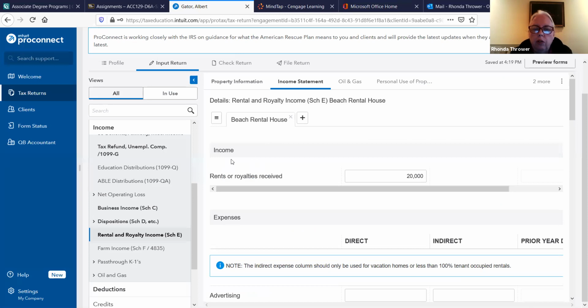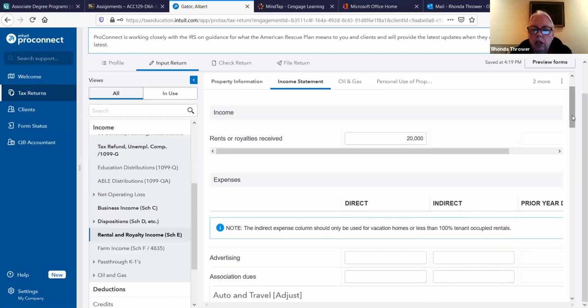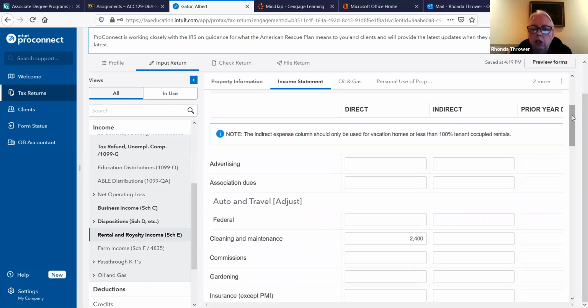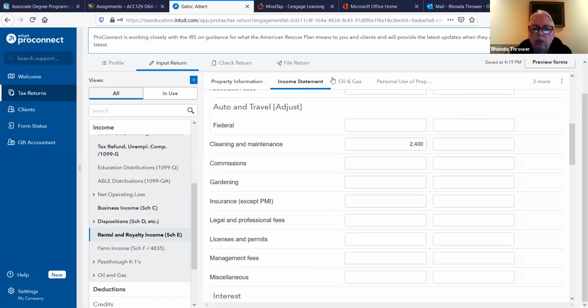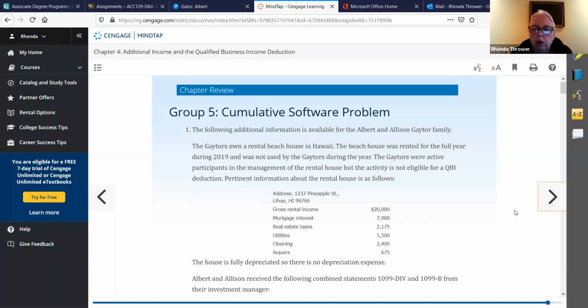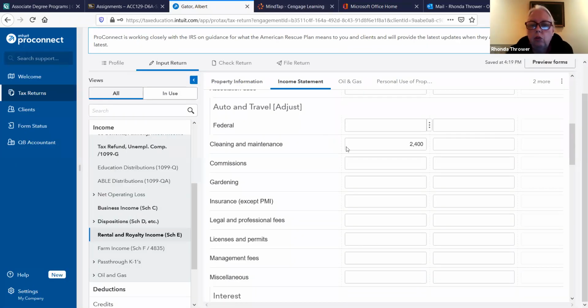So in the line where it says income, rents, since we rented this for $20,000, you just key that in there. And then you take off all the expenses that they gave you. The first one mentioned in the software was cleaning expense, and that was $2,400. We're just copying it straight into the form on ProConnect. So $2,400 goes here.